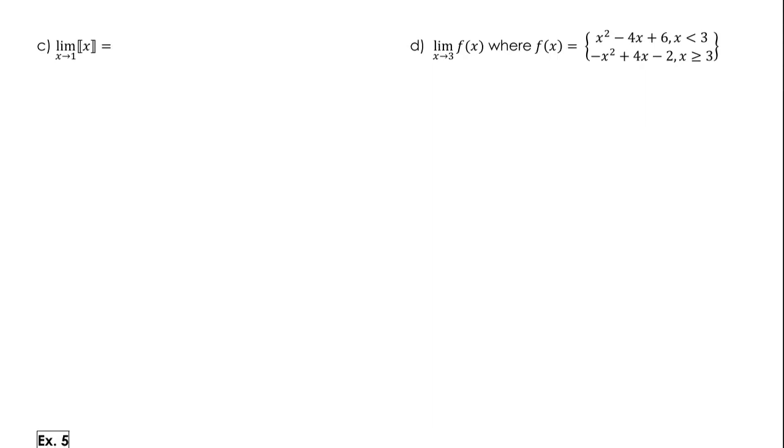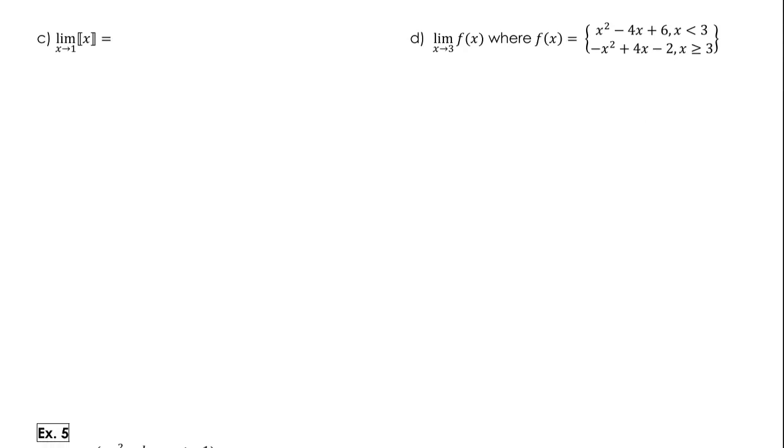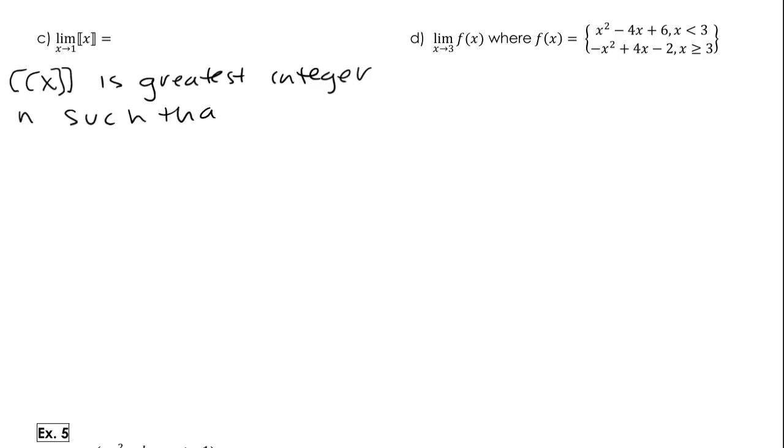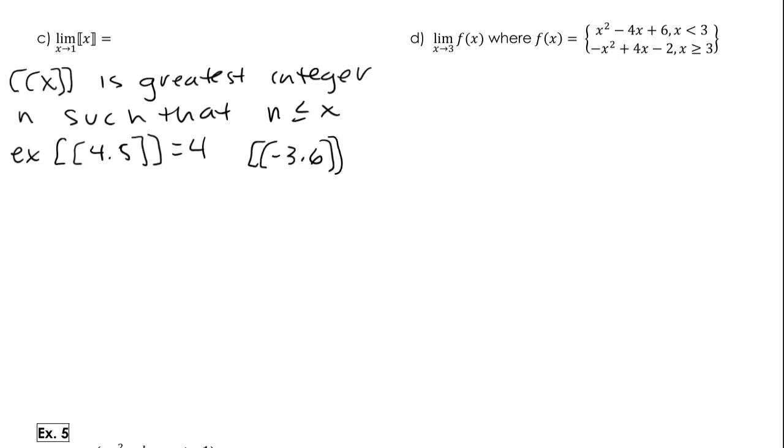Okay, on this one, we are looking at a greatest integer function. So, a little recall, this is the greatest integer n such that n is less than or equal to x. Some examples: if you take the greatest integer of 4.5, that's really 4. If you take the greatest integer of negative 3.6, that is really negative 4.